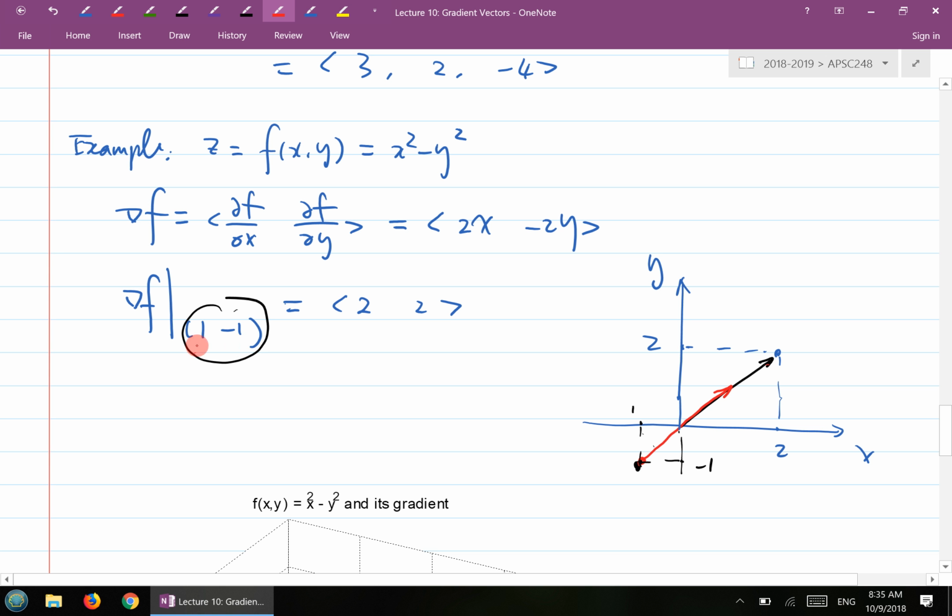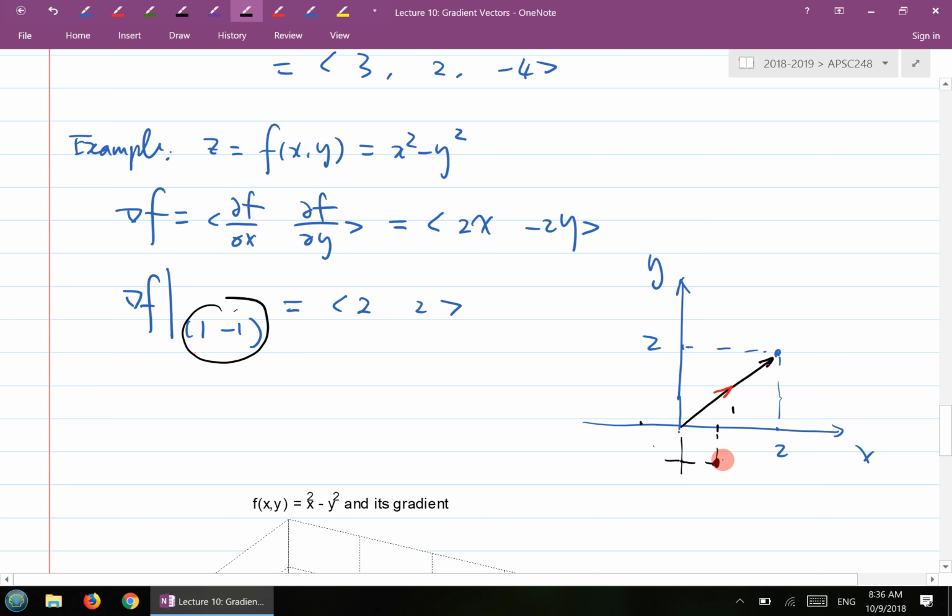Yes. So x is 1, y is negative 1. Sorry? Oh, sorry, of course. What am I talking about here? Yeah. One is here, right? Yeah.